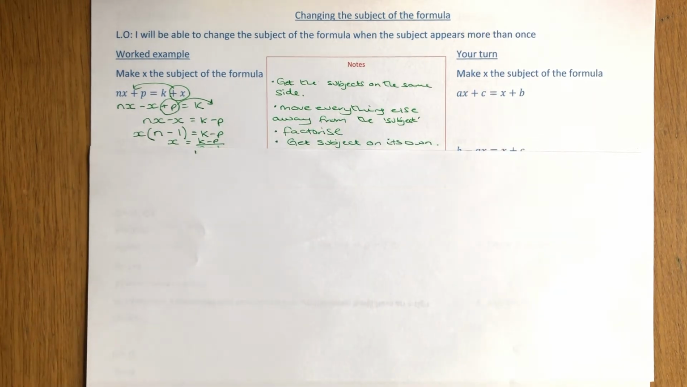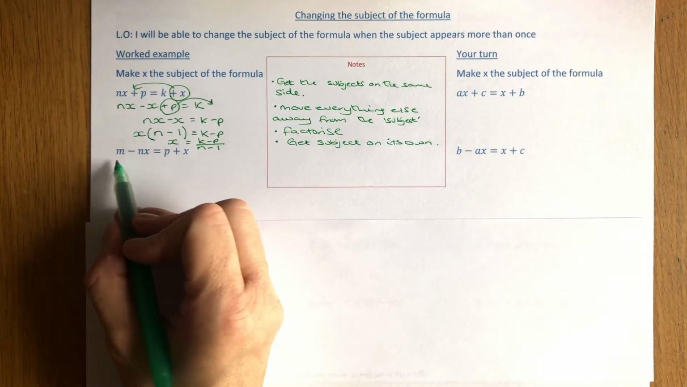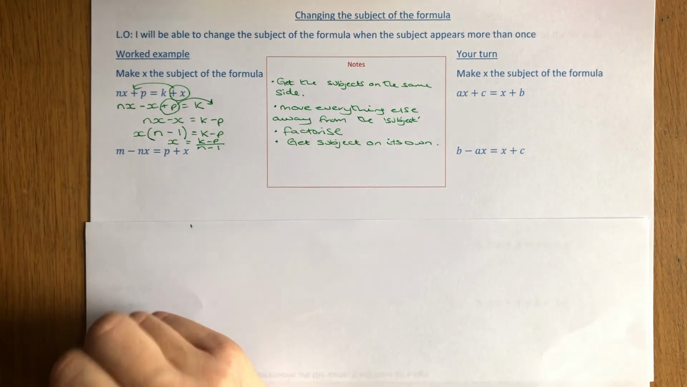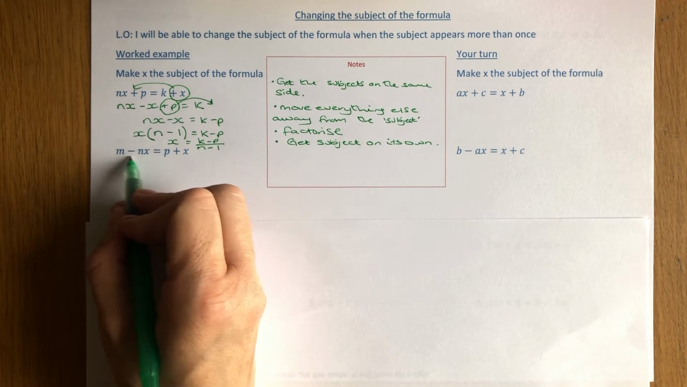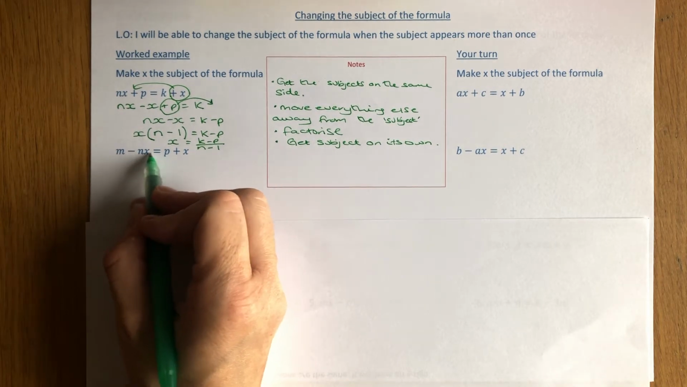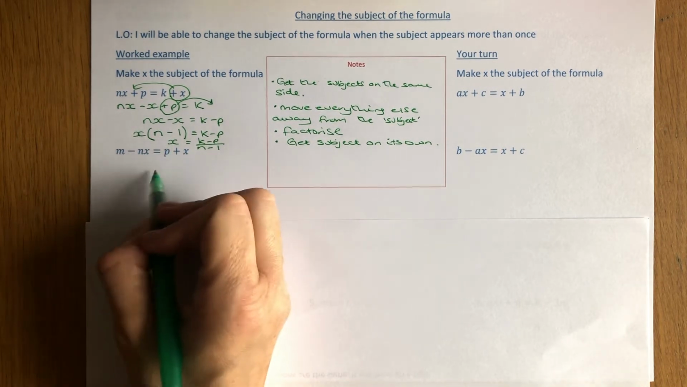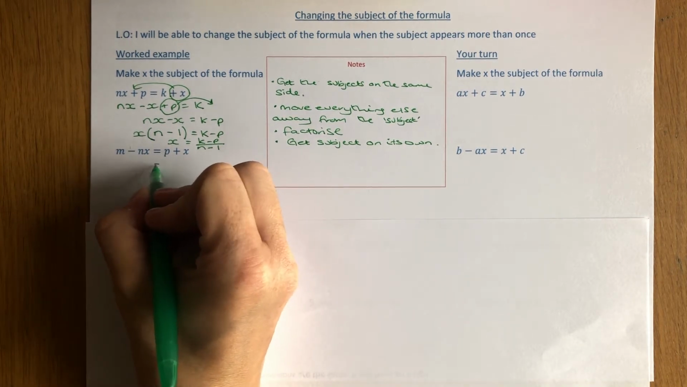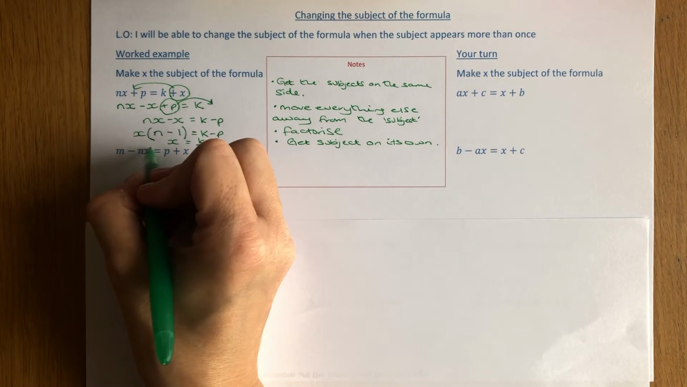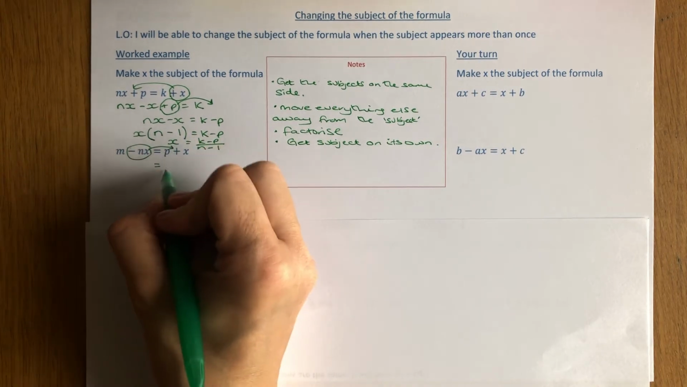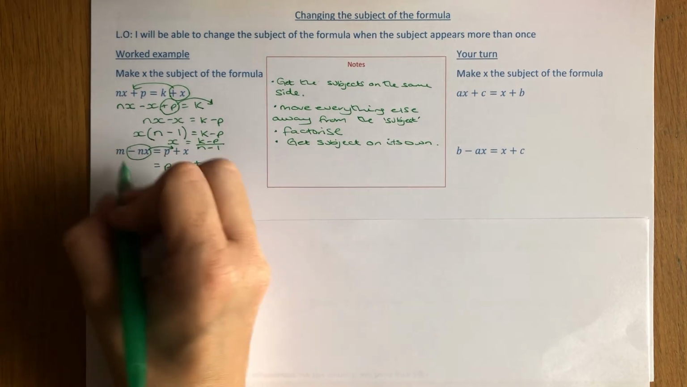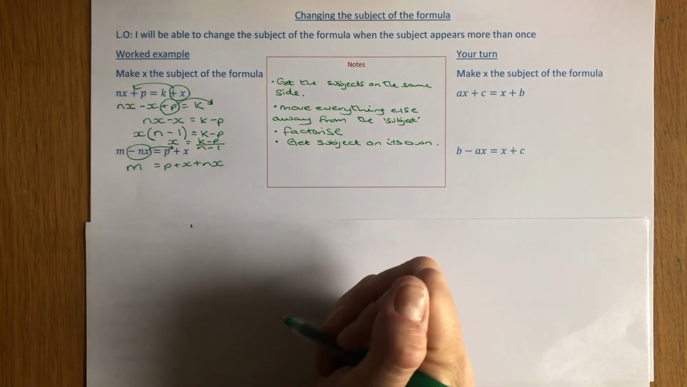Okay, let's look at another one. So we've got M minus NX equals P add X. So because this is a minus X or minus NX, it's going to be easy if we take it over here and group the X's over this side. Yeah, we'd rather deal with positives than negatives. So if I take this over here, I've got P add X and it becomes plus NX. And left on this side is just the M.